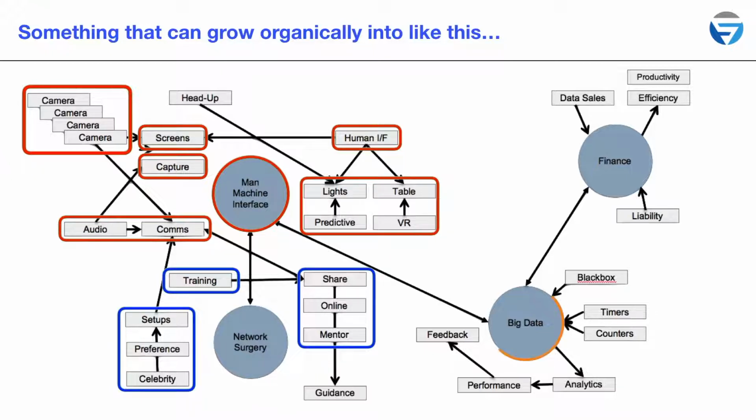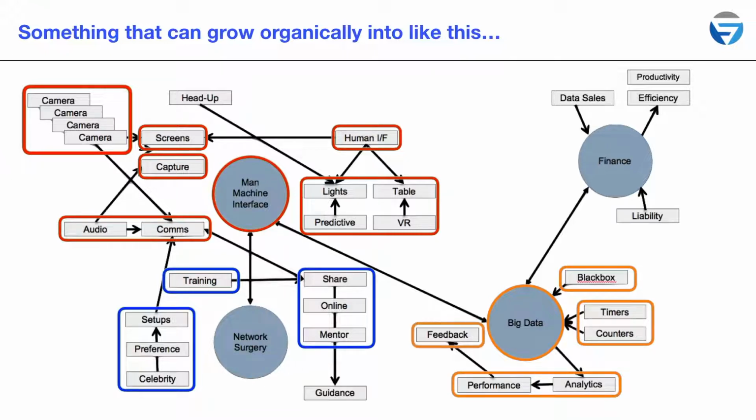If we go even bigger with data, we can add more and more services. If we start thinking big data, like having timers, counters, a black box to record everything that went on, to use analytics for performance and feedback. So we're following that curve of more and more devices connected, more and more data being collected, more and more data being processed. Are we still going to squeeze it through a matrix controller, or are we going to go IP in the OR?